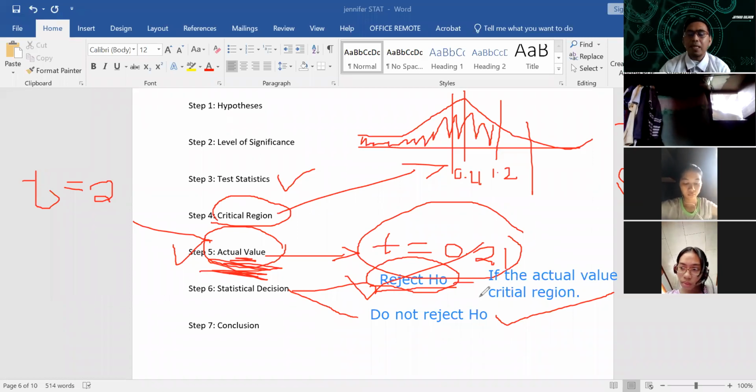Okay? But if you do not reject the null hypothesis, it does not mean that your claim is wrong. No. It just means there is not enough evidence to say that your claim is true. Understood? And I will teach you later how to provide the conclusion. Okay? Any questions so far? No questions?